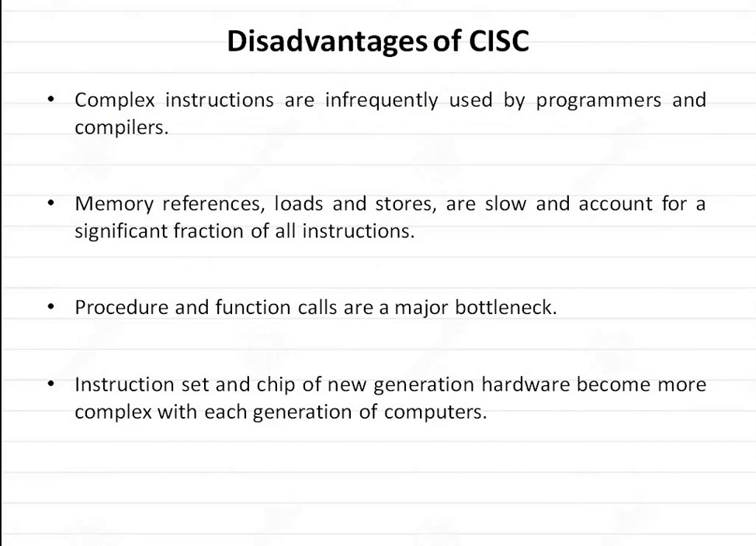As we know, CISC architecture consists of very complex instructions, and most of these instructions are very rarely used by the programmers or by the compilers. Then the memory references and any kind of load and store operations are relatively quite slow, and this overall reduces the performance of our computer system. Thirdly, procedures and function calls generally take a large amount of time, and thus they hamper the performance, or we can say that is a major bottleneck in case of CISC architecture.